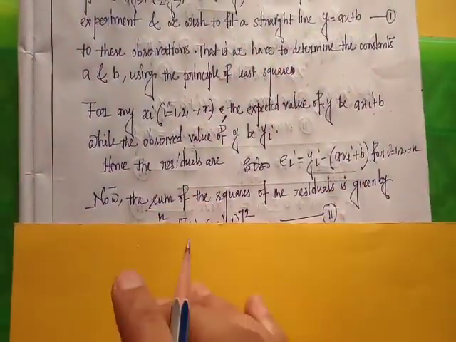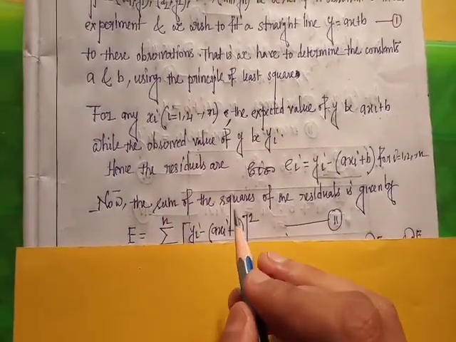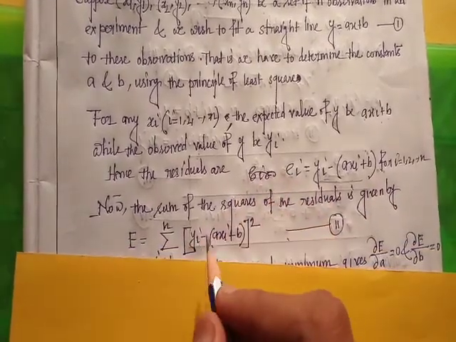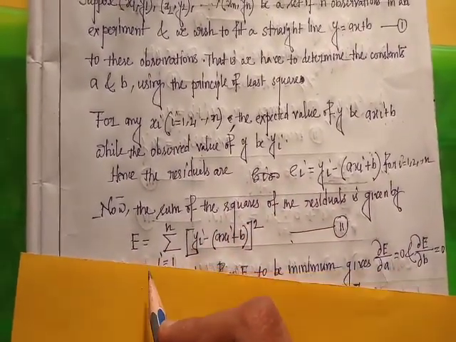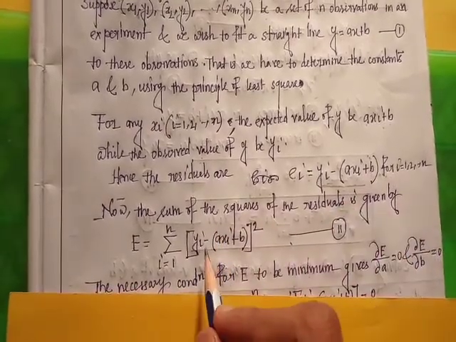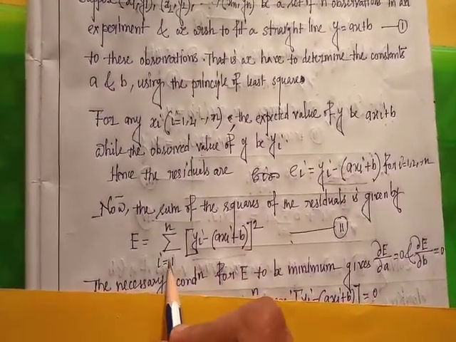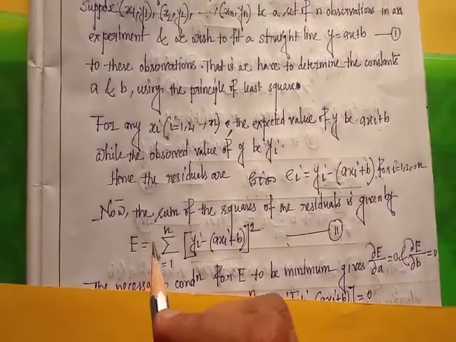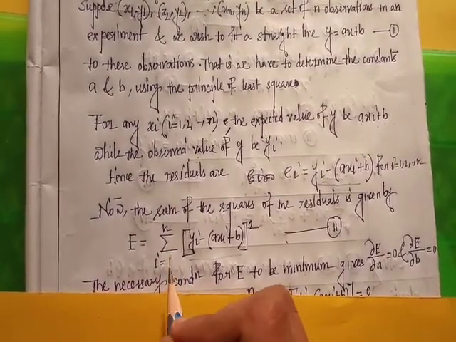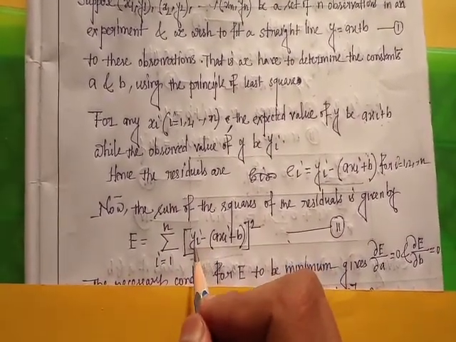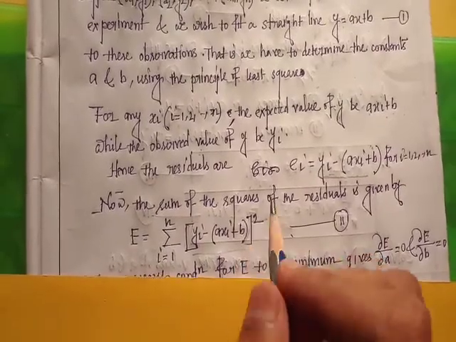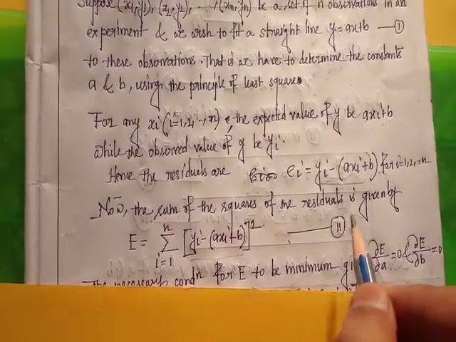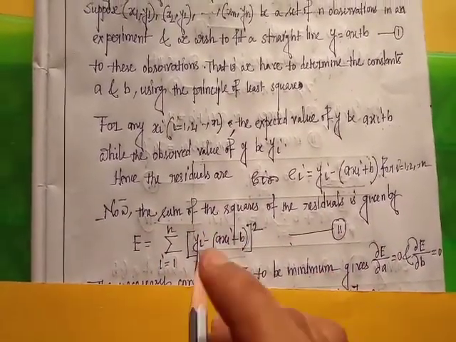Now the sum of the squares of the errors or residuals is given by capital E, equal to the summation from i equal to 1 to n of (yi minus (axi plus b)) whole square.